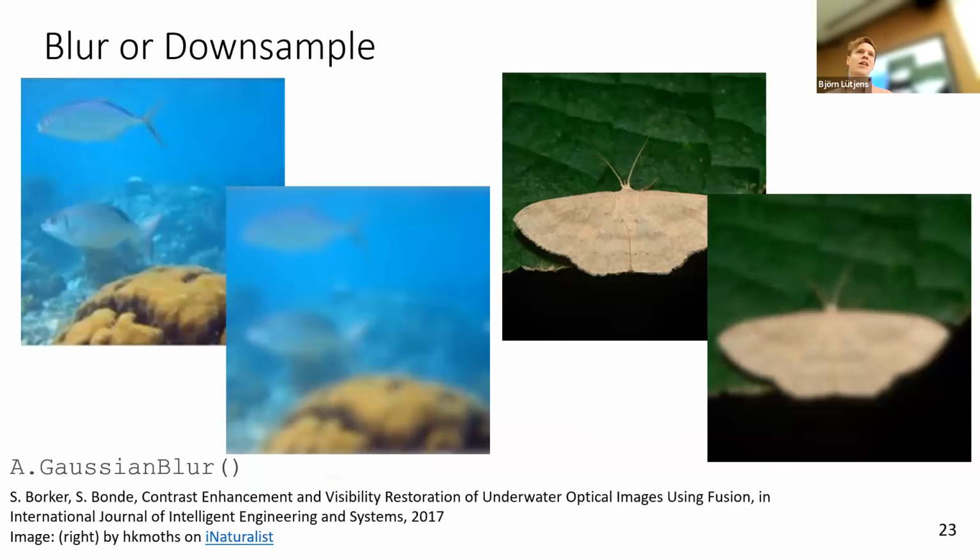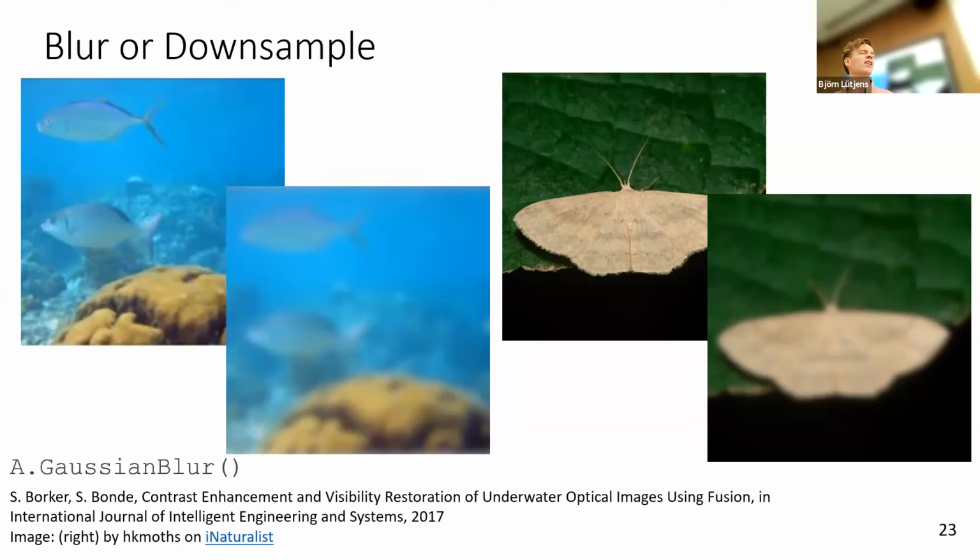Blur and downsample are the go-to augmentations. Sher loves to do this for her water imagery, where you might have a high resolution image, but actually the data set has a lot of low resolution images as well. So we can just blur the image and have another sample.